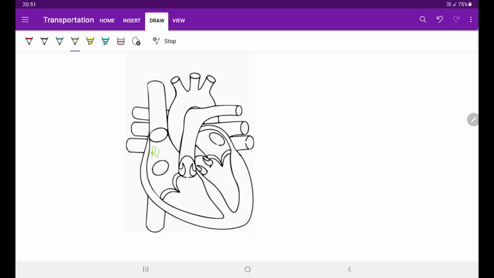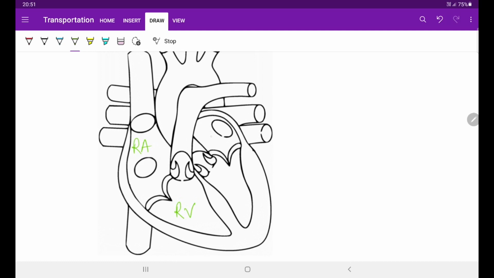This one is called the right atrium and this the right ventricle. In a similar manner, this is called the left atrium and this the left ventricle. As the right atrium has to pump the blood to the right ventricle only and the left atrium has to pump the blood into the left ventricle only, thus the walls of the atria, both left and right atria, are comparatively thinner as compared to the ventricles.